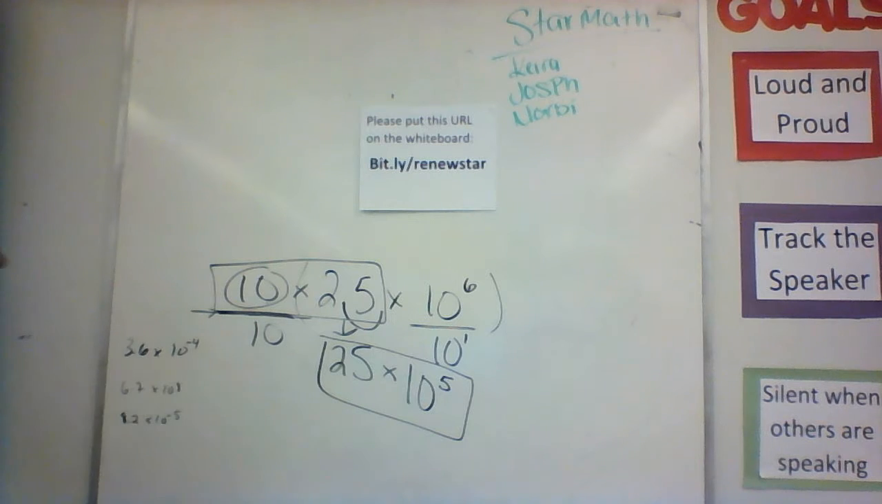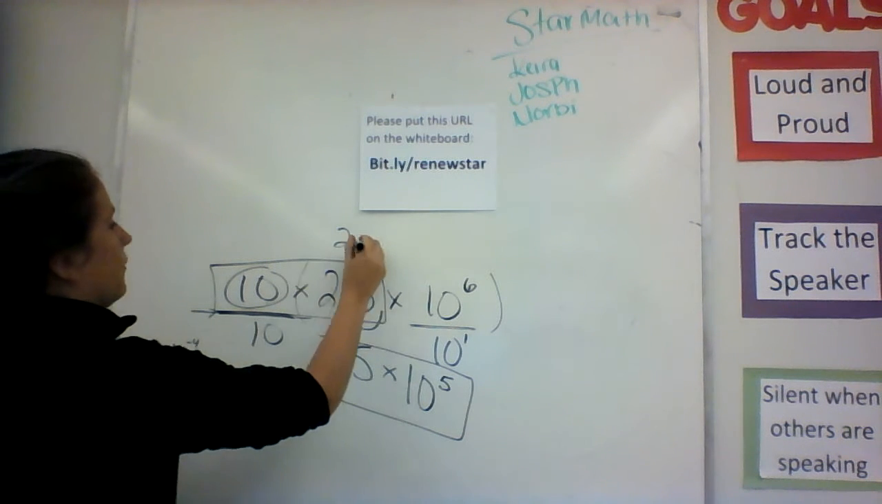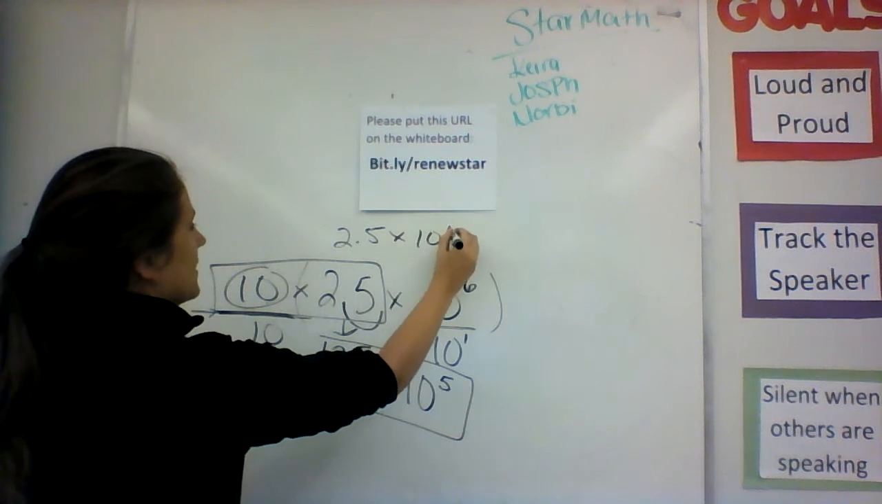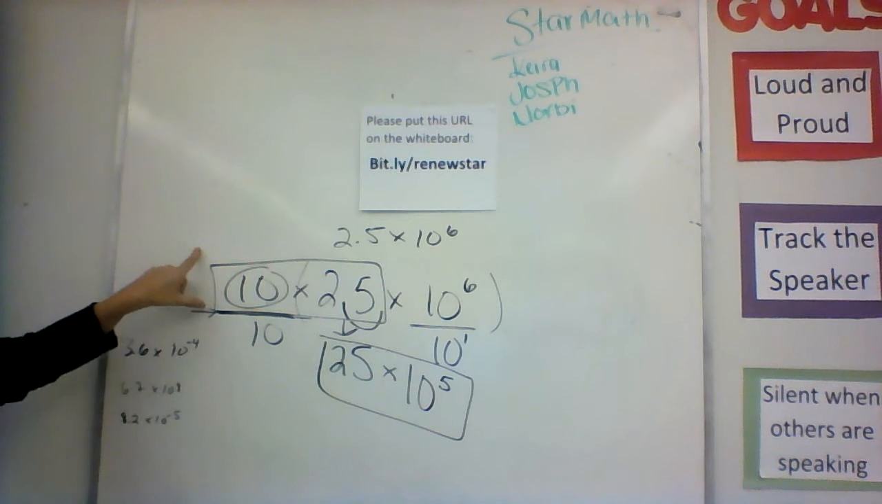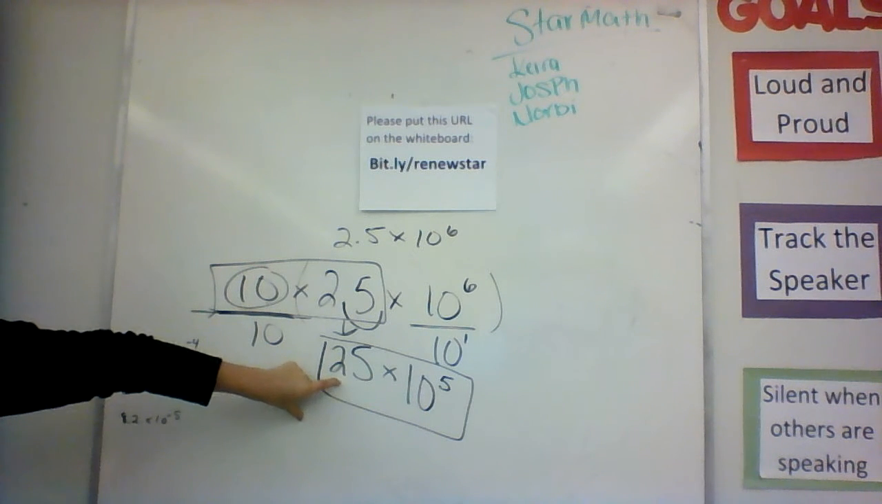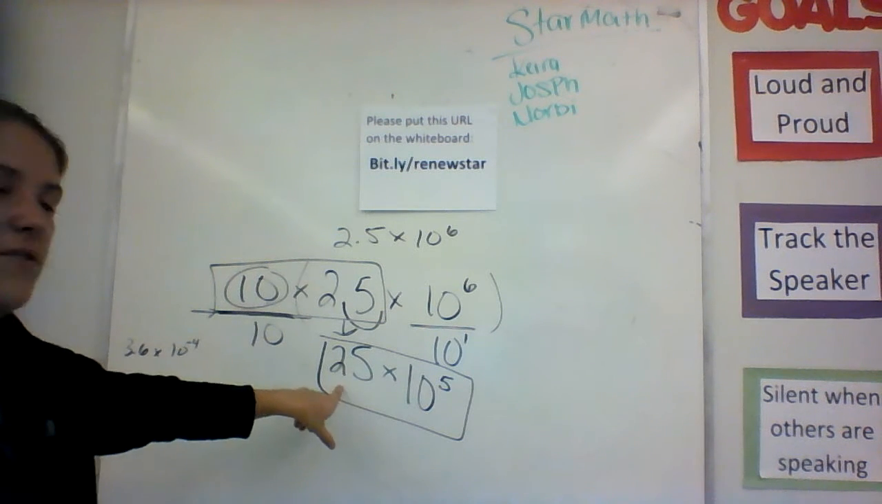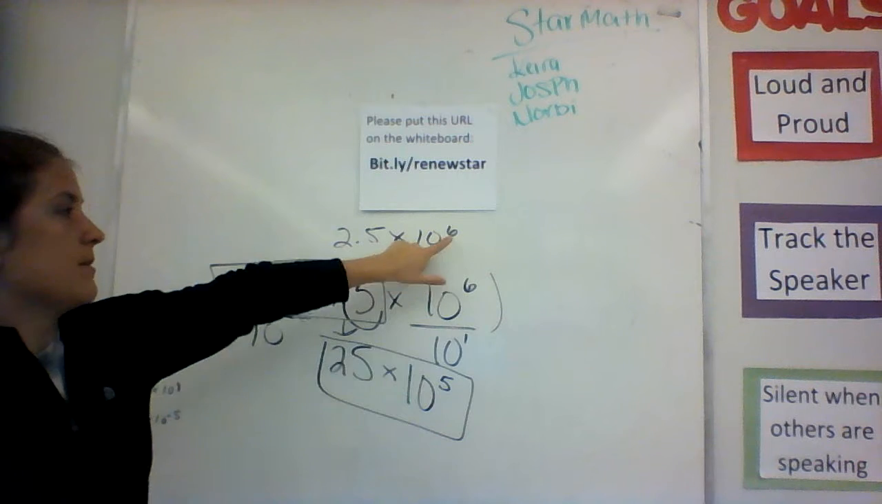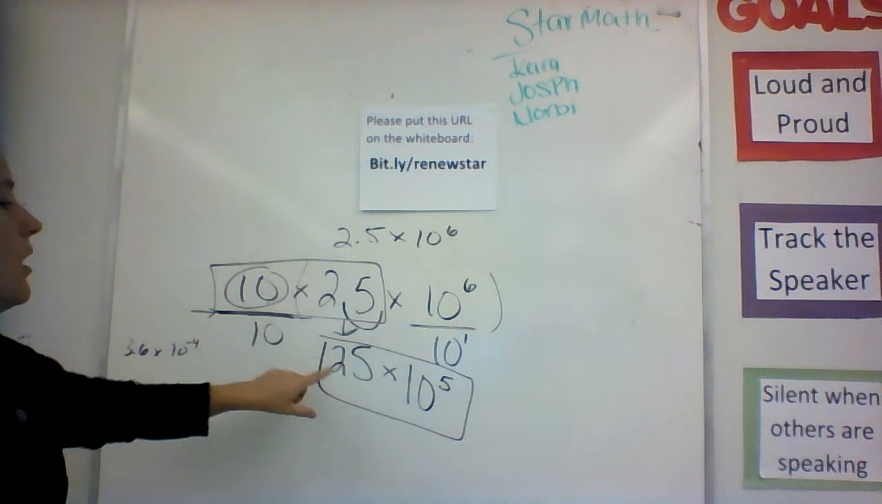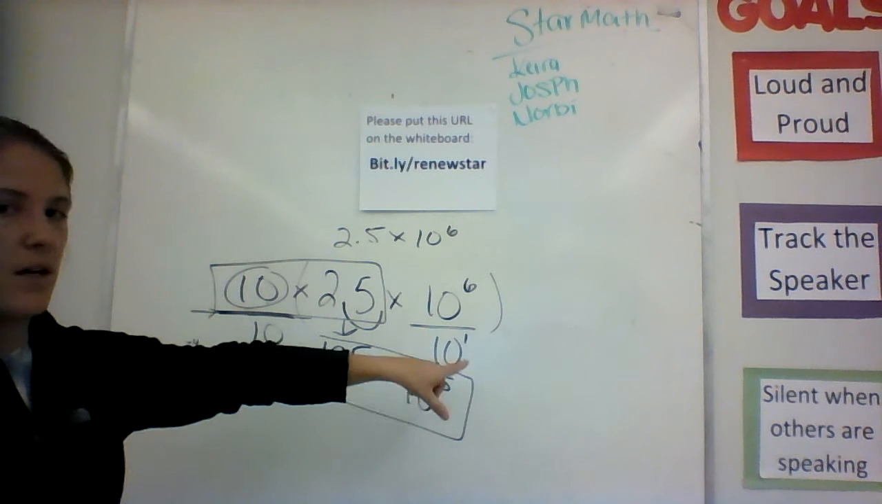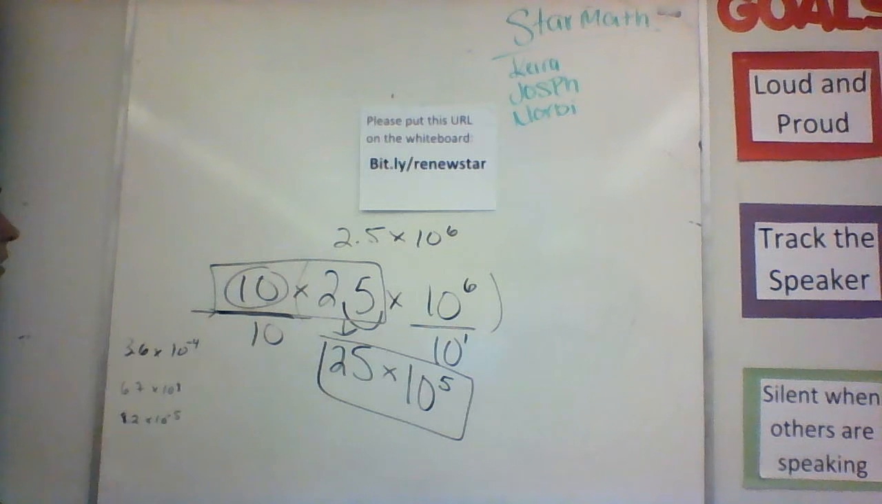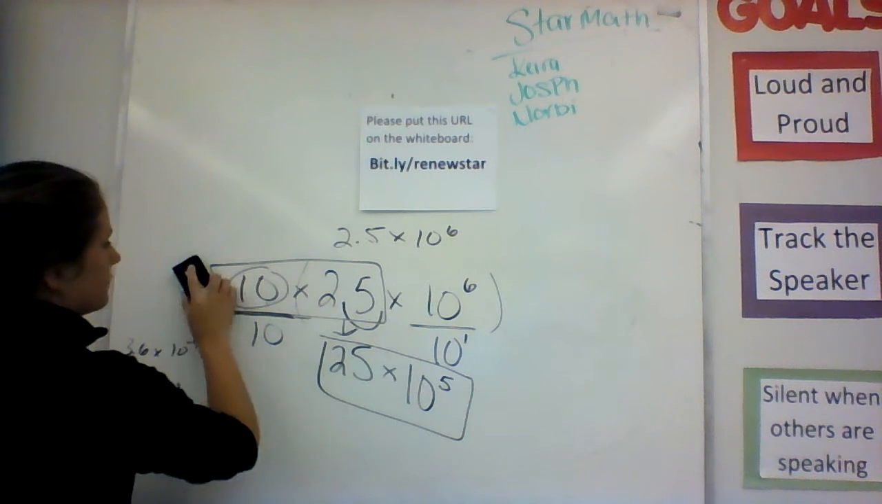I took the number 2.5 times 10 to the 6th, and I multiplied it by 1, but what I really did was I changed it. This is no longer in scientific notation, but we're going to use things like this for today. So 2.5 times 10 to the 6th is the same thing as 25 times 10 to the 5th. Let's do another one.